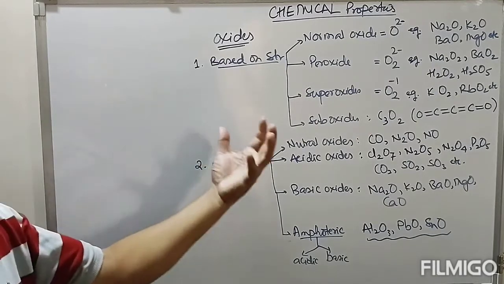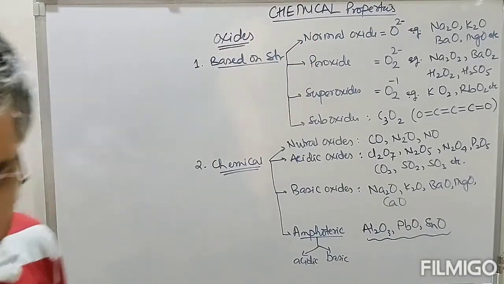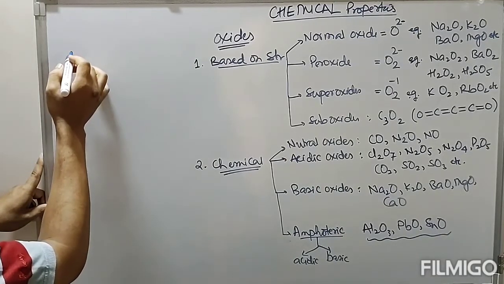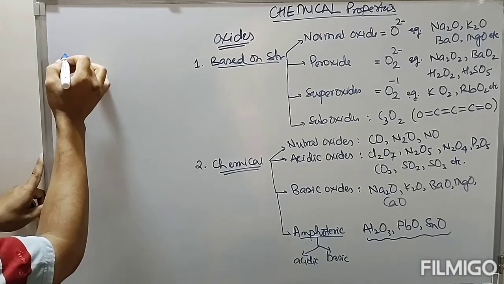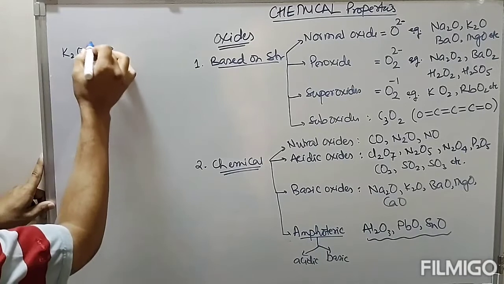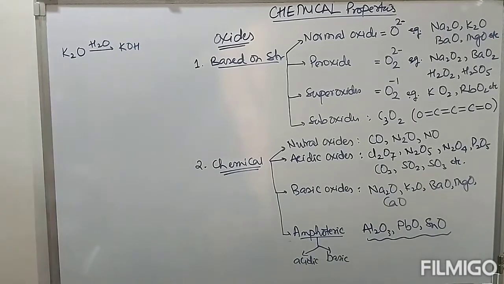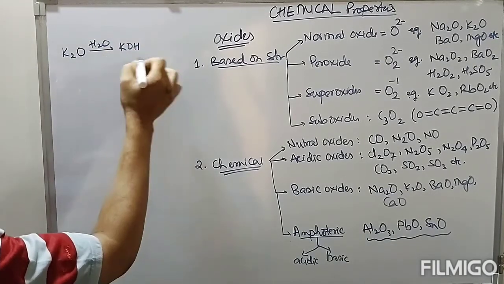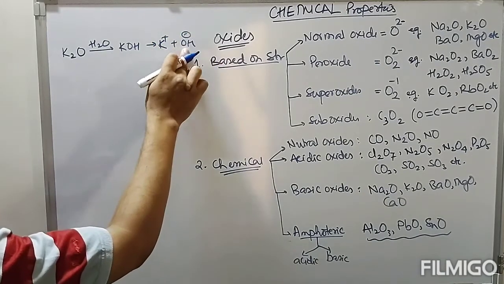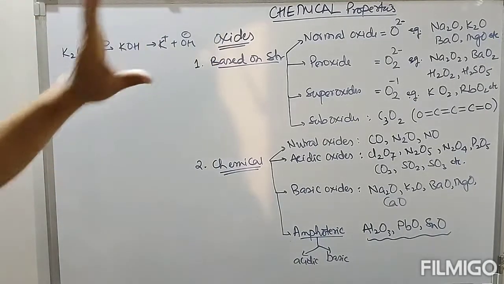Now coming to peroxide and superoxide, let me just compare the values. So look at this, take potassium oxide. When dissolved in water, this gives you potassium hydroxide. This potassium hydroxide, being ionizable, furnishes potassium ion and OH minus. So this OH minus formation is the reason why we say potassium oxide is basic in nature.